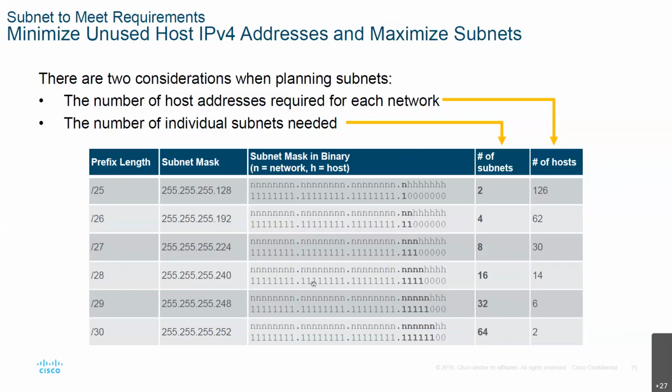So 8 plus 8 plus 8, 24, plus 4, 28, a /28 network. That means you have only 4 bits for the host. 2 to the power of 4 minus 2 means only 14 devices per subnet.